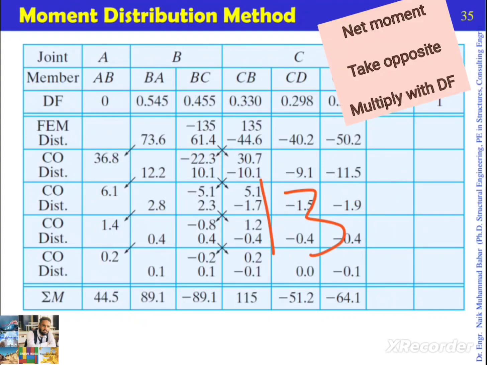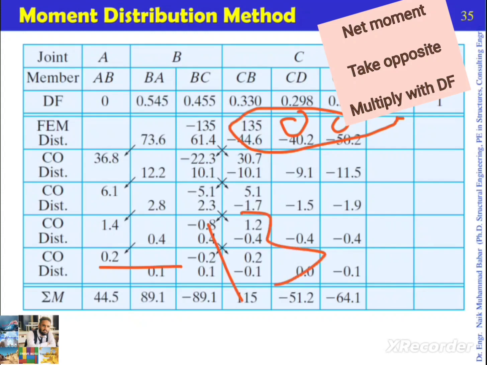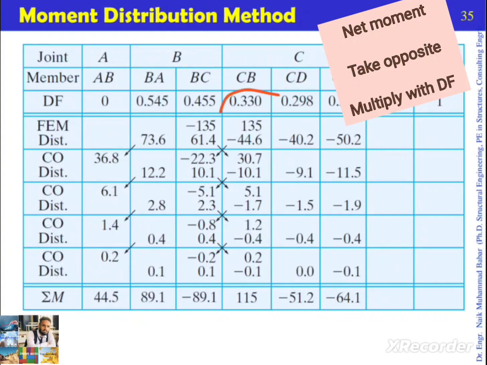For joint C, the only fixed end moment is plus 135. So we find the net by adding all the fixed end moments at joint C. There is 0 and 0, so 135 plus 0 plus 0, we get 135 net moment. Take the opposite value of this net moment, we get minus 135. Multiply minus 135 by the distribution factors, we get minus 44.6, minus 40.2, minus 50.2. These are the distribution moments.